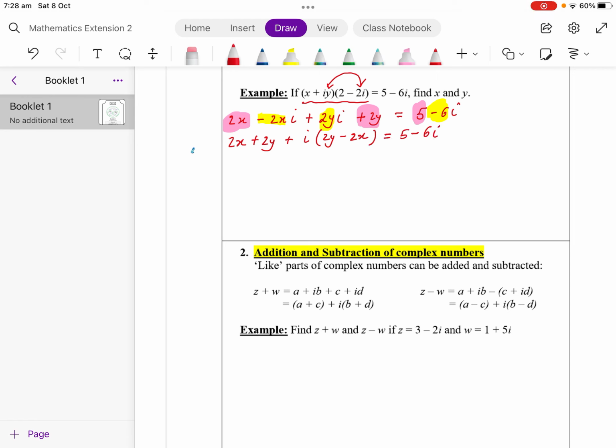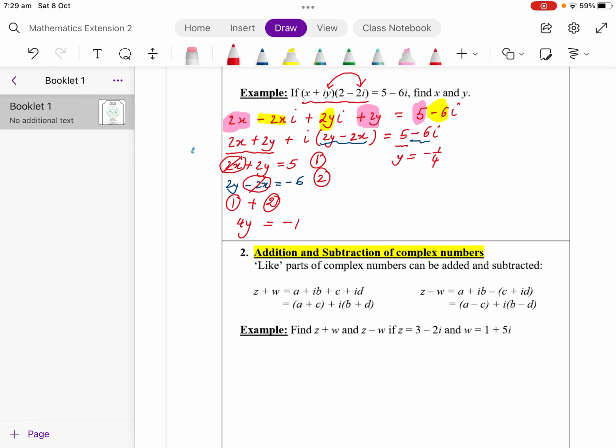We can now say that, well, this real part must be equal to 5. So 2x plus 2y. And that's only because the 2 complex numbers are equal. And this imaginary part over here must be equal to minus 6. So that gives me 2y minus 2x equals minus 6. And then we're now hopefully in some basic simultaneous equations. So I can tell that these 2 terms are the ones that I can eliminate, and I can do that by adding, because 2x plus minus 2x gives me 0. So when I add the 2 equations, they cancel, and I'm left with 4y equals minus 1. That means that y is minus a quarter.